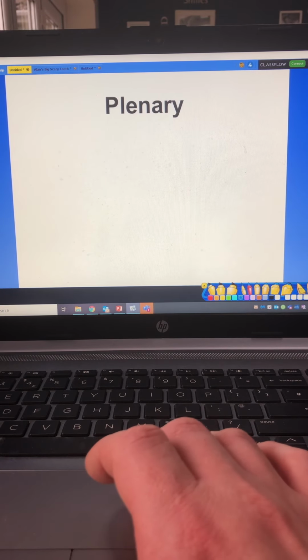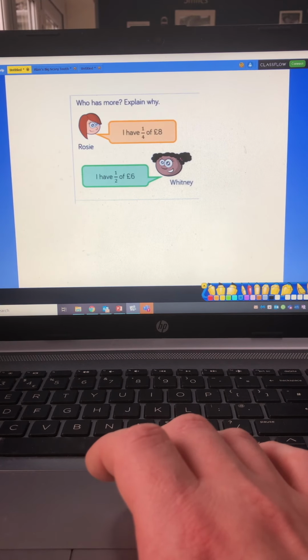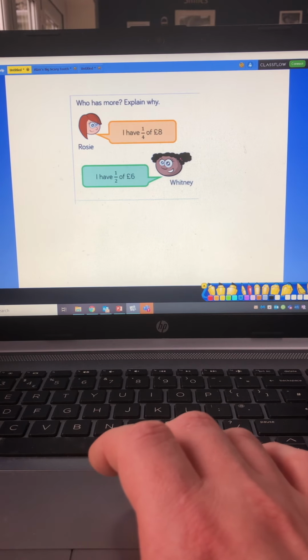Welcome back. In this section of the plenary, we're going to have a look at some of the problem solving tasks that we may have to encounter using fractions. This question says, who has more, and explain why. Rosie says she has 1/4 of £8. Whitney says she has half of £6. We are being asked who has more.